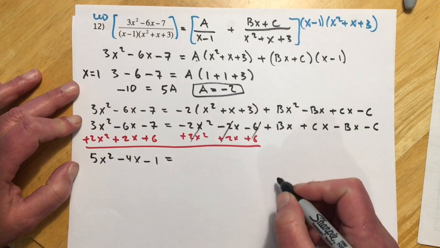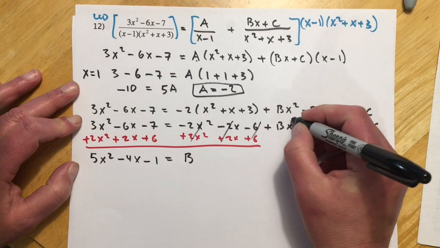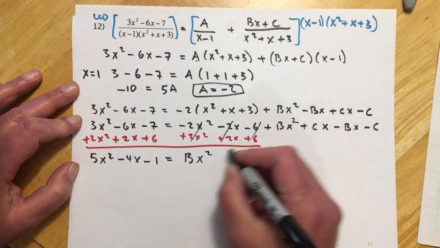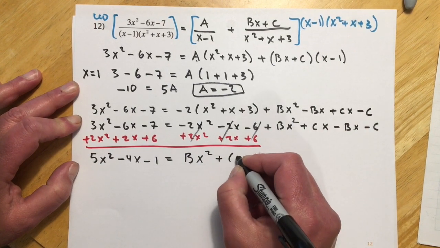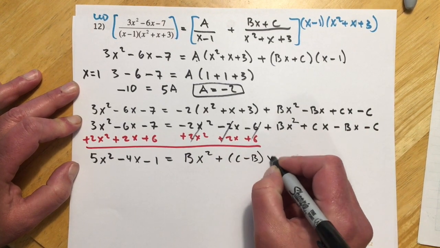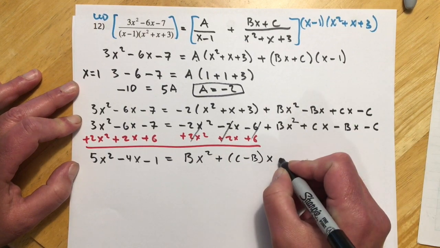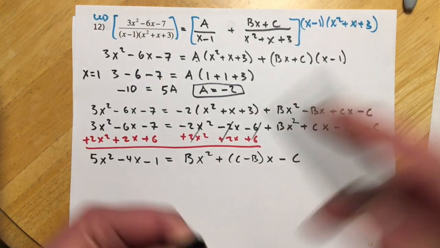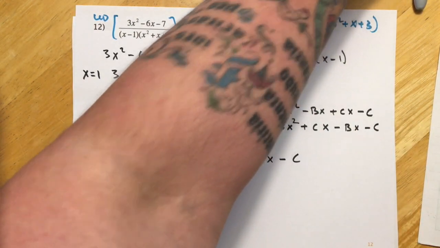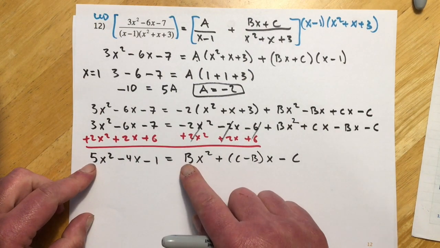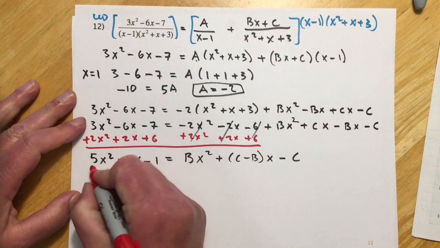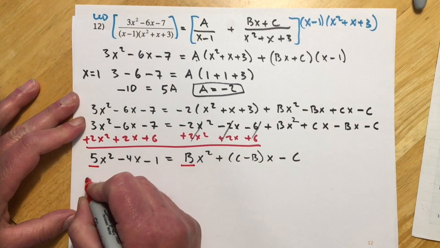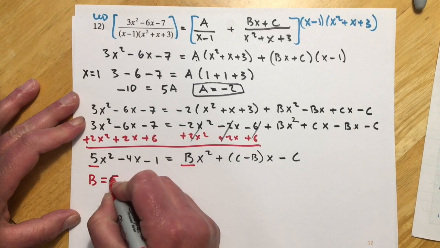Those all cancel, that was the plan. And that's going to equal, oops, I dropped a squared right there, Bx squared. I'm going to factor the x out of these, so that will be plus C minus B times x, and then minus C. So that gives me a lot of information. So I'm going to match the coefficients. So right here I have 5x squared equals Bx squared. So right there I know that B equals 5.